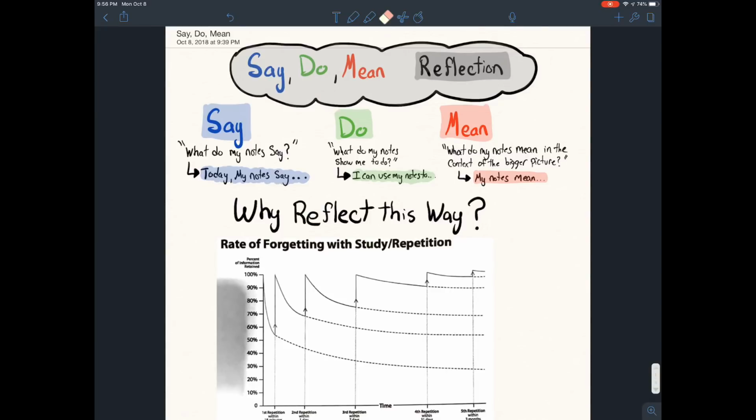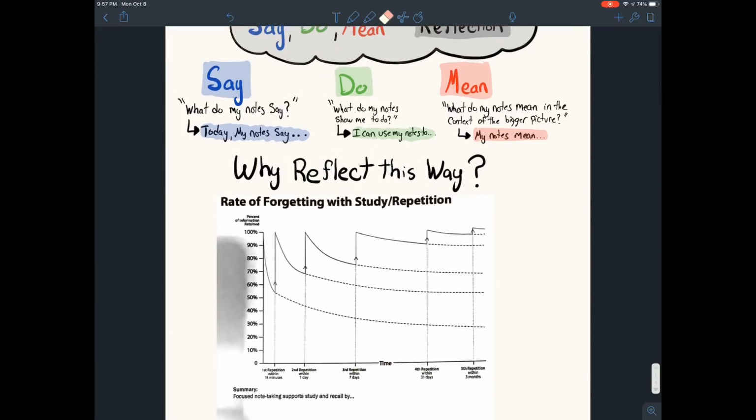So the say, do, mean reflection has three components. First, what do my notes say? You'd respond to that by saying, today my notes say, and then you'd fill in what they say. Then on the next question, what do your notes do? You would say, I can use my notes to, and explain what you can use your notes to do. And lastly, what do my notes mean in the context of the bigger picture? And you would respond with, my notes mean.